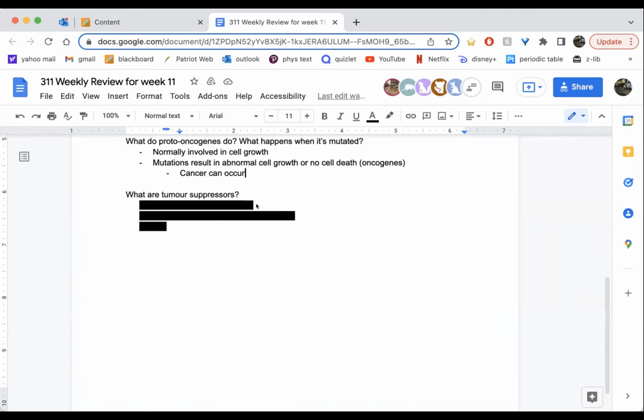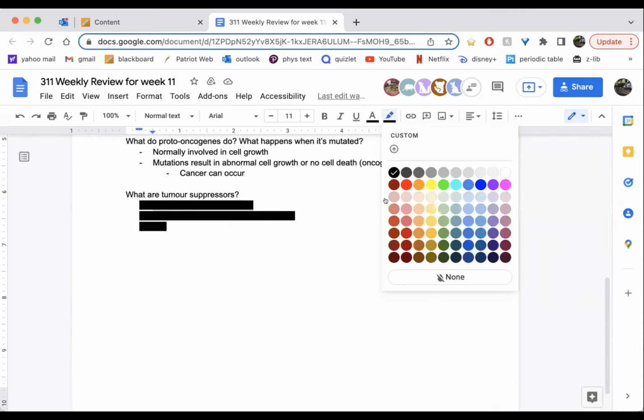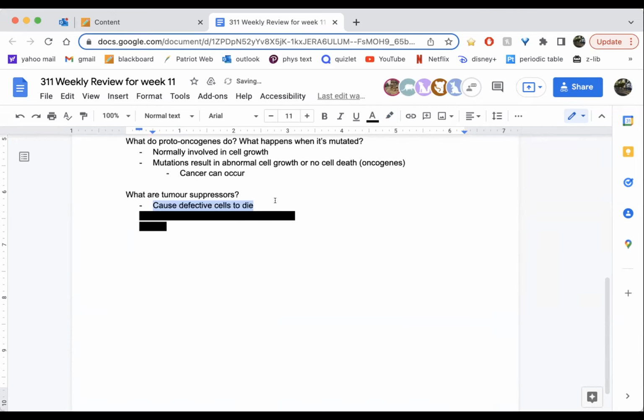Yes, so it prevents tumors forming by killing defective cells. So it puts the brakes on cancer, like Casey said. And basically, this works in conjunction with proto-oncogenes to make sure that abnormal cells are going to die and they won't continue moving through the cell cycle.